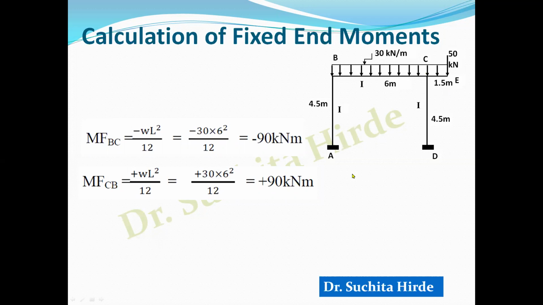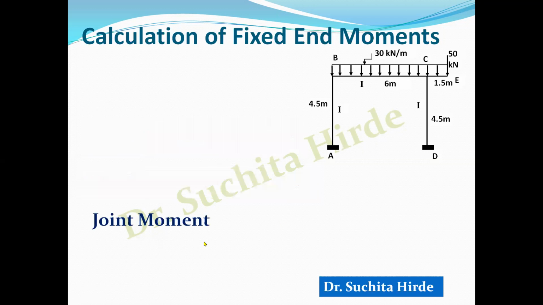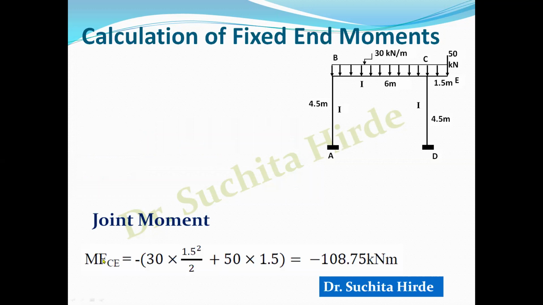Because of this overhanging part, there is joint moment. So we calculate joint moment like this. M_FCE is equal to force into perpendicular distance is the moment. And when joint moment is clockwise, we have to take negative. So this moment is clockwise about C and therefore we will take minus 30. What is 30? 30 is UDL into 1.5. 30 into 1.5 is total load due to this UDL, and it will act at 1.5 by 2, half of 1.5, plus 50 into 1.5. So this is the moment, joint moment, which is minus 108.75 kilonewton meter.